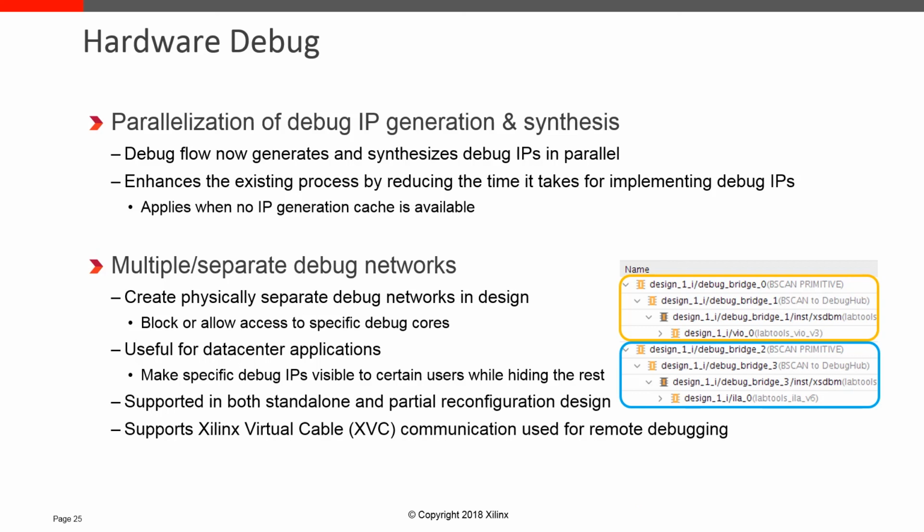Next, the multiple or separate debug networks feature allows users to create physically separate debug networks in the design. With this feature, access to specific debug cores can be blocked or allowed. Primarily useful for data center applications, specific debug IPs will be visible to certain users while the rest are hidden. This feature is supported in both standalone and partial reconfiguration designs, as well as the XVC designs used for remote debugging.